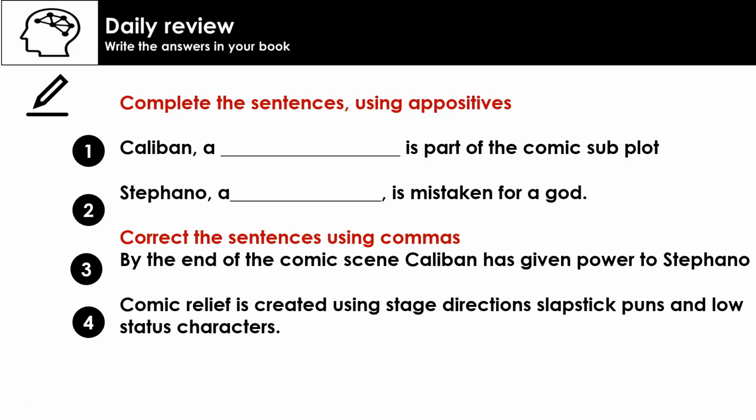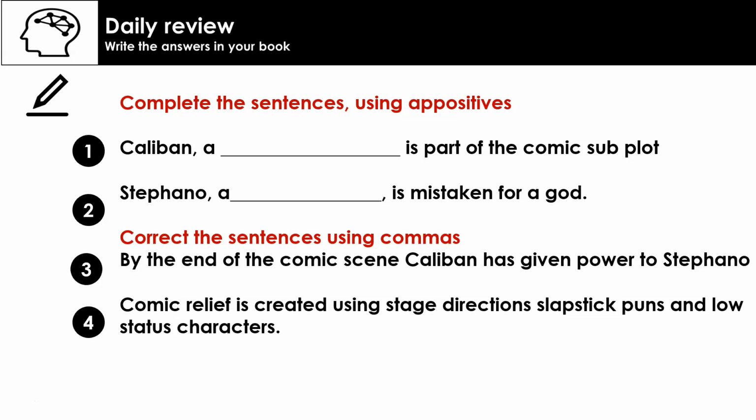Okay, guys, so we're going to go straight into our daily review. Hopefully by now, lovely Essie or somebody equally keen like me has given out the books, and we are ready to do our starting task. So, daily review. It says for number 1 and 2, you need to complete the sentences using appositives. And for 3 and 4, you've got to correct the sentences using commas. So, Caliban, a blank, is part of the comic subplot. Stefano, a blank, is mistaken for a god. So for those two, you've got to put in an appositive to complete those ideas.